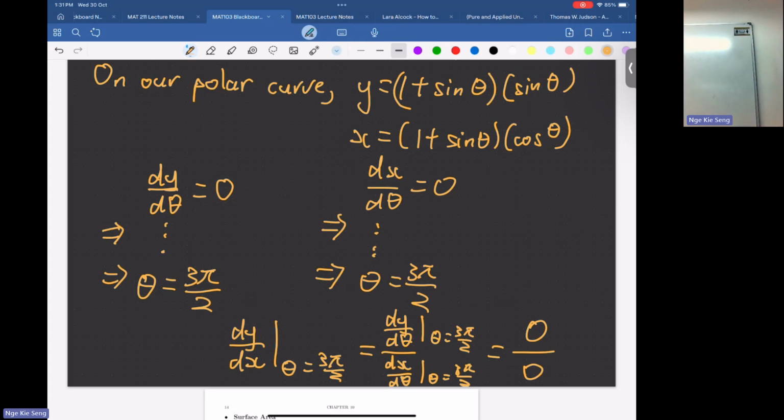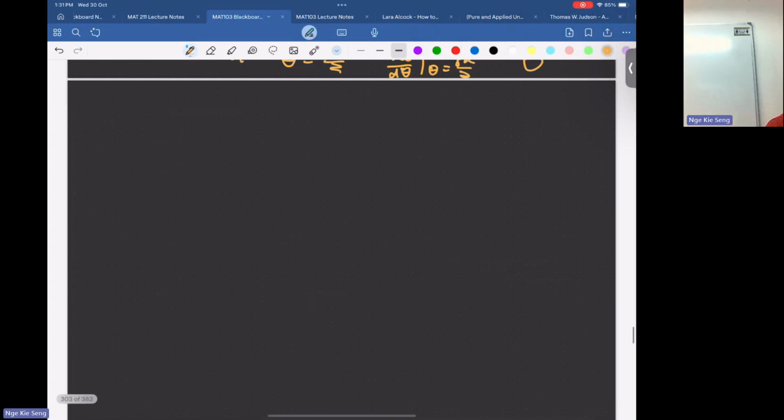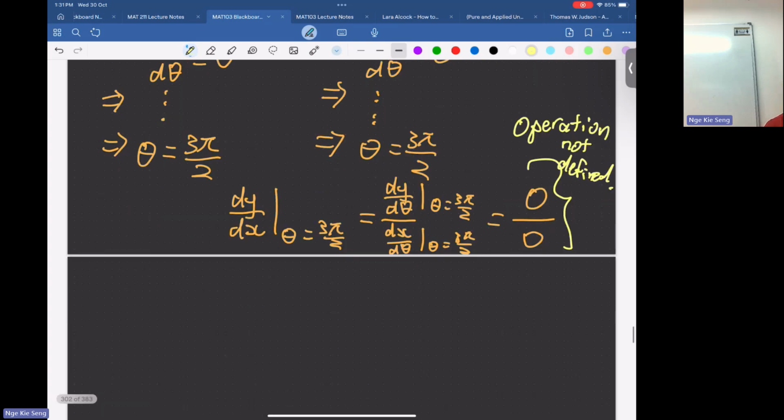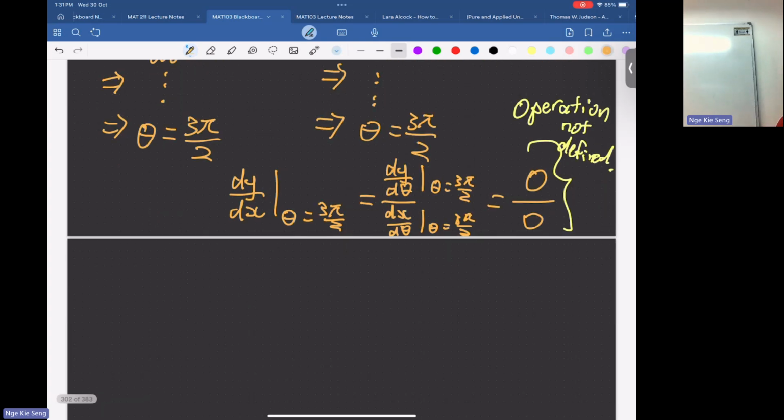Okay, so what do we need to do? Actually, we can do a limit. Okay, let's do a limit here. This one, operation not defined. Okay, if it's not defined, so what do we do? We check the limit. We don't want to straight away evaluate at that point, but we approach that point from the side. Okay, let's approach this point from where? On the negative side, for example.